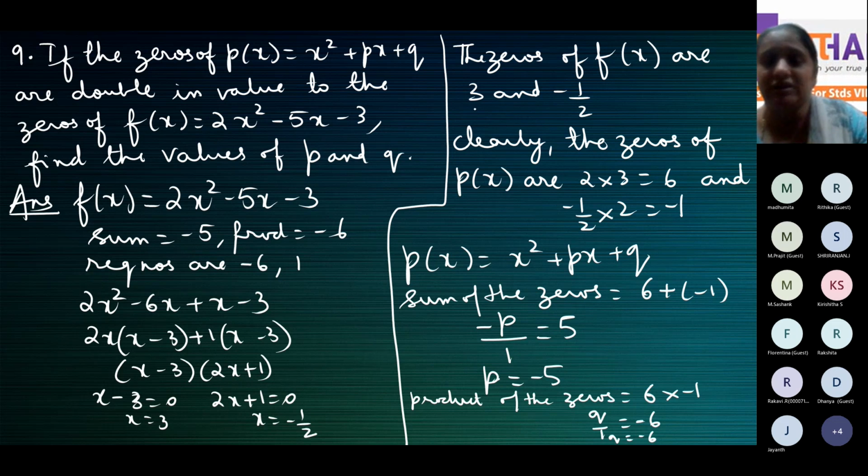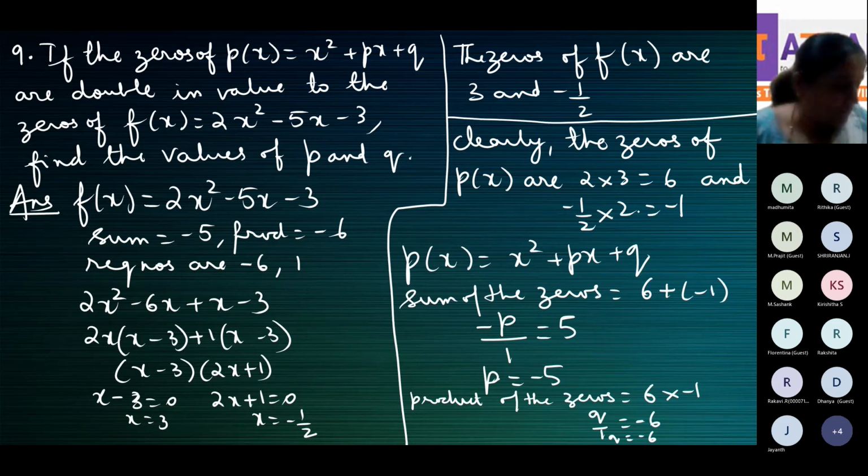So I hope you understood till here. After this, clearly the zeros of p of x are double: 2 into 3, 6, and minus 1 by 2 into 2. Double meaning multiply by 2. So 2 and 2 will get cancelled, so minus 1. Now take up the polynomial p of x is equal to x squared plus px plus q, because we'll have to find the values of p and q.